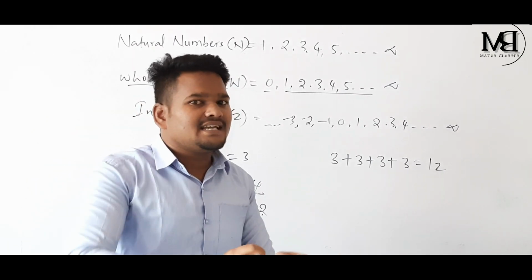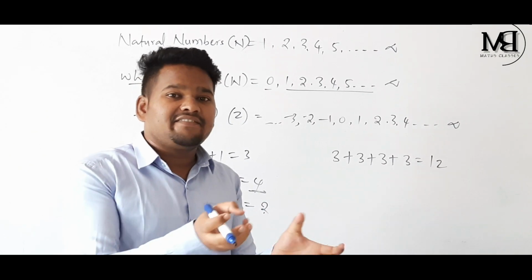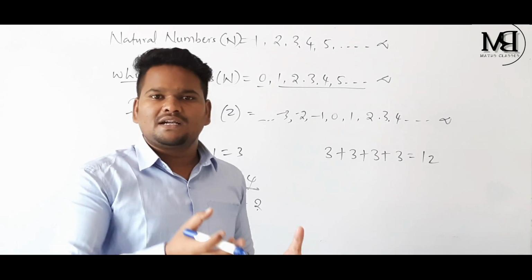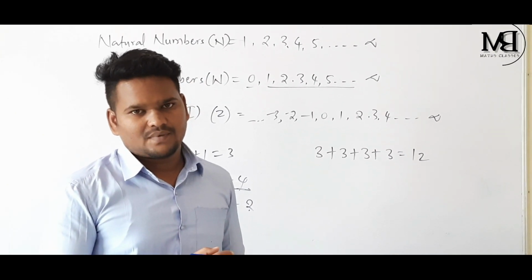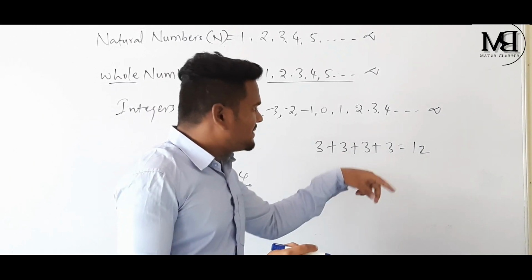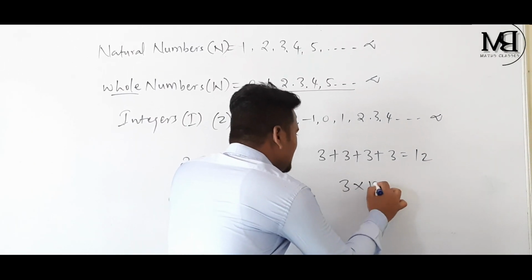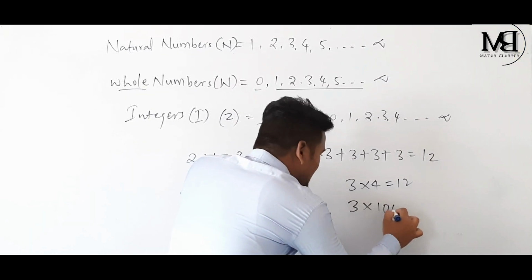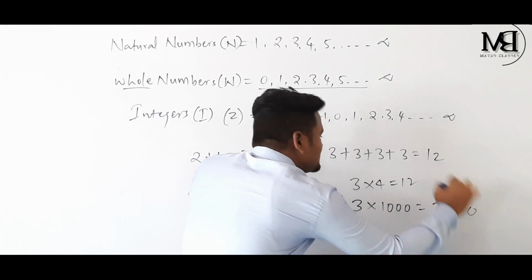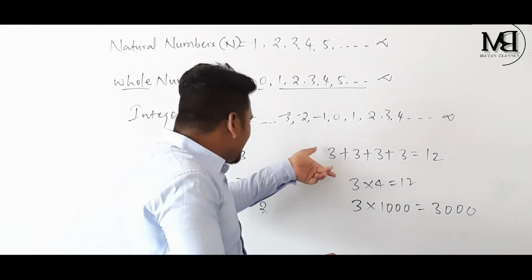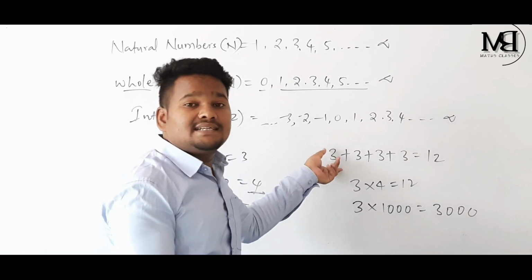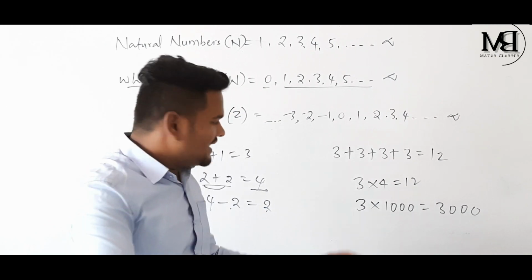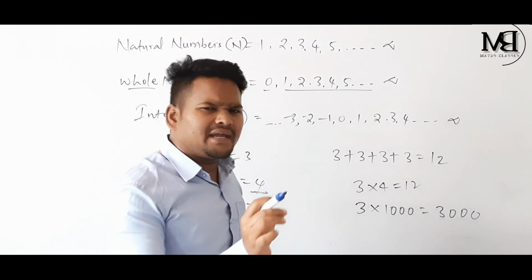To make addition easy, we made multiplication. We made multiplication tables and the new process, multiplication. Here 3 is added 4 times, so 3 4s are 12. And if 3 is added 1000 times, then I am going to get 3000. Here I made this addition easy because of the process of multiplication. So this multiplication is just repeated addition.